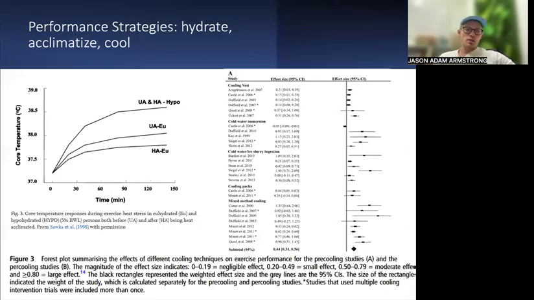So a couple of strategies that you can use to mitigate this is, right, we want to hydrate, we want to acclimatize, and we want to cool. In this study, they tested 4 different groups. So they tested unacclimated individuals who were dehydrated or hypohydrated, unacclimated who were euhydrated, and then acclimated euhydrated. And core temperature changes, right?